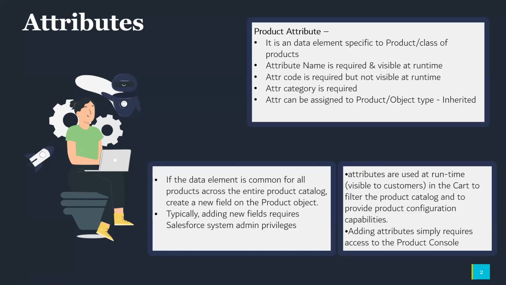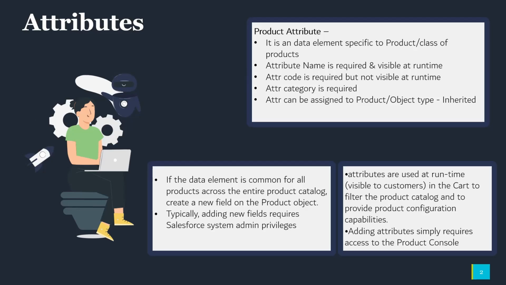In order to create an attribute, we always should have an attribute category associated with it. And the attribute can be assigned to either a product or an object type. When we use an attribute at the object type, it will support the inheritance model.